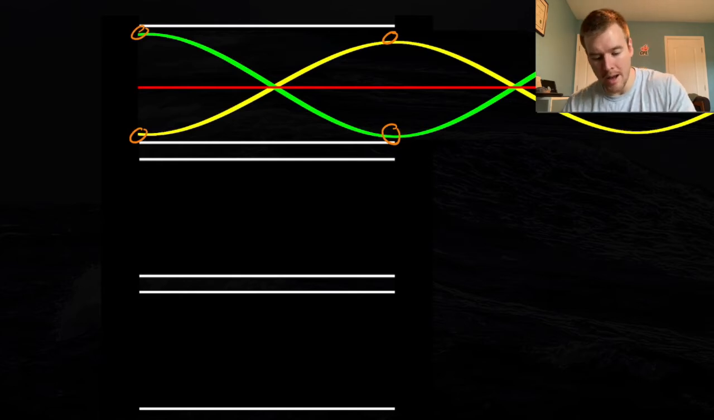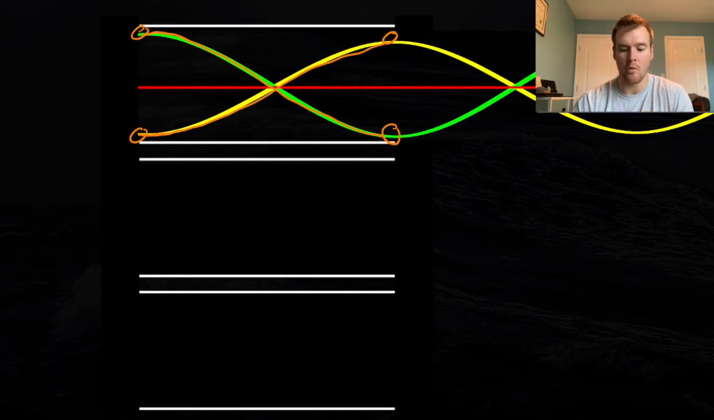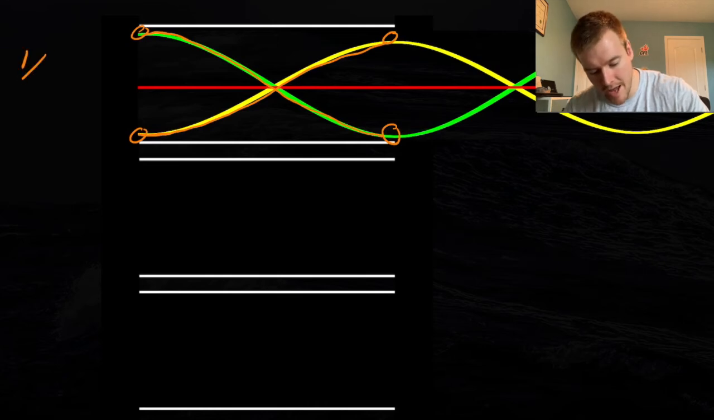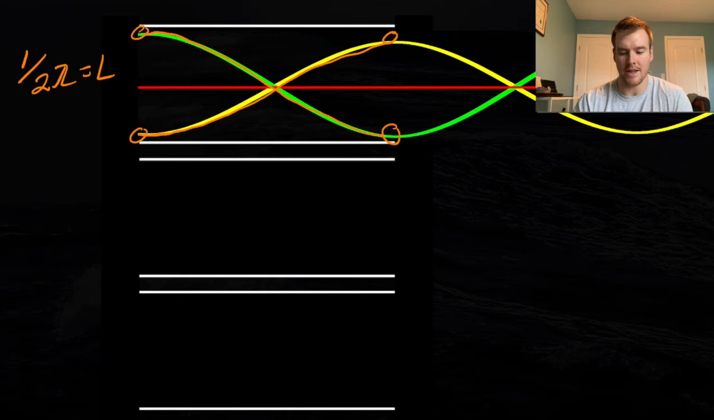Well, if we see the green one goes up and down, that's half of a wavelength. Same for the red, and same for the yellow, it goes down to up. So half of a wavelength is fitting in there, antinode to antinode. So I'm going to write off the side here, half of a wavelength is equal to the length of that pipe.